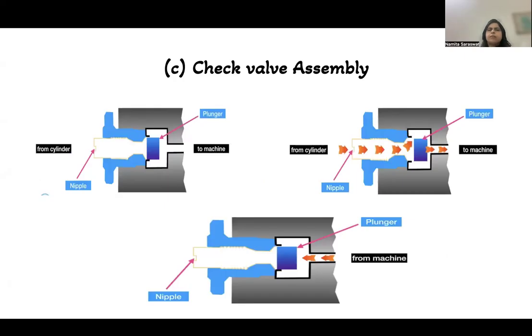Now moving on to the check valve assembly. The check valve assembly is very important. This is the nipple, as we have shown previously. The gas enters from the nipple. Once it enters, it will push the plunger, and once the plunger is pushed, the gas will enter from the cylinder to the machine. However, if vice versa happens, like from the machine the gas comes, this plunger will be moved back and no gas can enter from the machine to the cylinder.